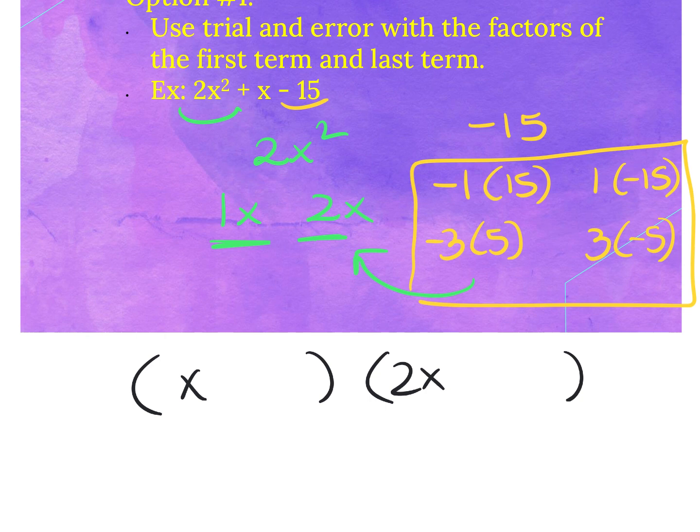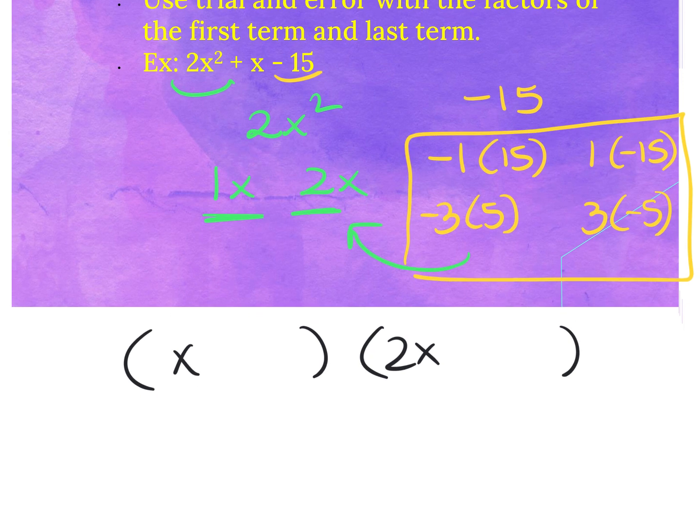So if you're going to use this method, you're going to show me the factors and then you're going to show me the FOIL that gave you the answer. So for example, the one that's going to work here is going to be this one. So if I put a positive 3 and a negative 5, and it matters where you put the 3 and the negative 5. And this is how you're going to find out if you placed it appropriately, by FOILing it.